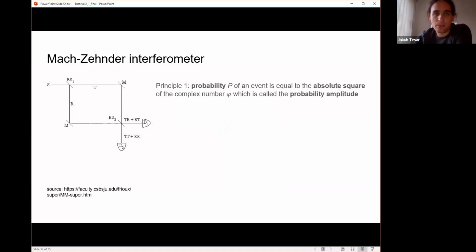The first principle says that we should think about probability amplitudes, and then look for the absolute square of them. So first of all, what is the probability amplitude that the light that goes from the source S will go to the upper part, so it will be transmitted through the first beam splitter?